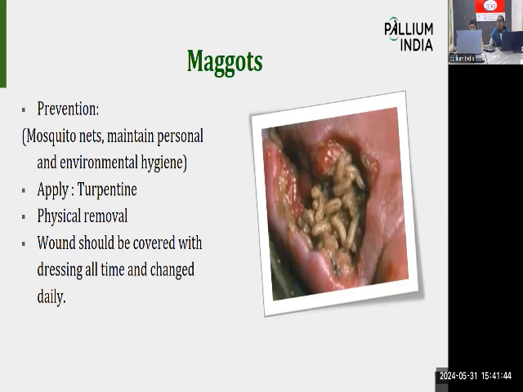If a person comes to you with maggots, what you can do is you can use turpentine oil. You can soak the turpentine oil with a gauze piece and keep it close to the wound, so that the maggots will try to come out, because the turpentine oil will reduce the oxygen supply. That time the maggots will try to get oxygen from the environment. So that time you can take them out.